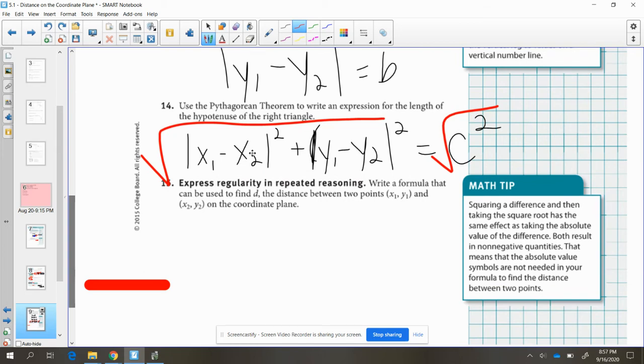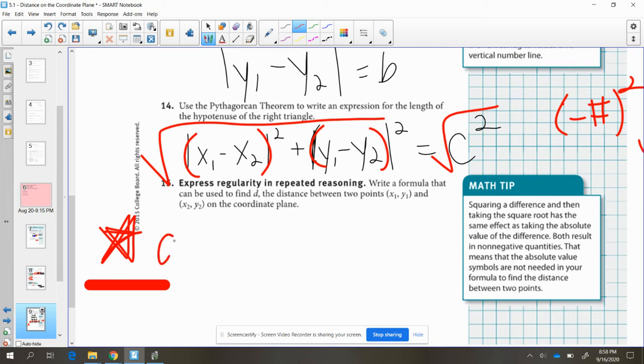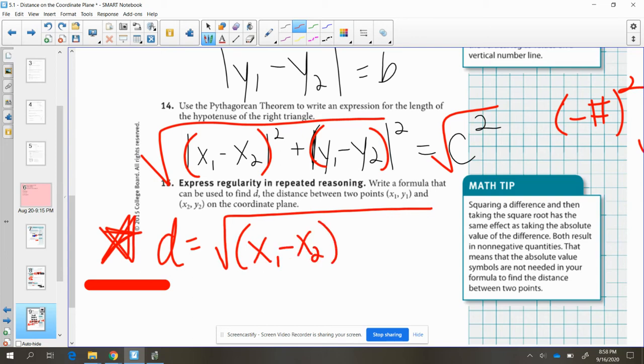And then absolute value is kind of pointless when we square something, because any negative number that you could think of, if you square it, it's a positive. So we don't even have to call these absolute values anymore. We call them just parentheses. And now, we have our distance formula, right? C, or the distance, is going to be the square root of our x values subtracted and our y values subtracted.